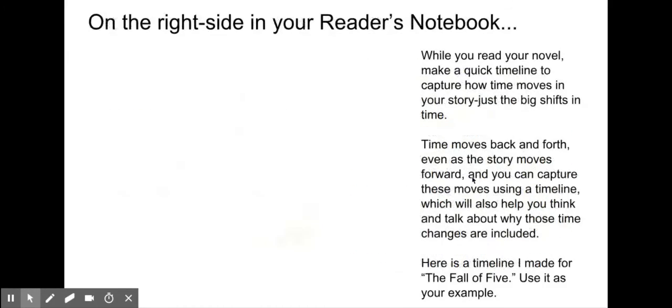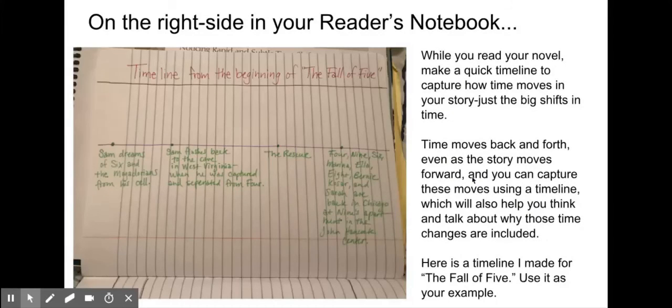And something that I would like to challenge you to do, on the right side in your reader's notebook, when you're reading today, make a quick timeline to capture how time moves in your story, but just focus on those big shifts in time. So time moves back and forth even as the story moves forward, and you can capture these moves using a timeline, which will also help you think and talk about why those time changes are included. So here's an example that I did for The Fall of Five. You may use this as you are working in your own novel today.